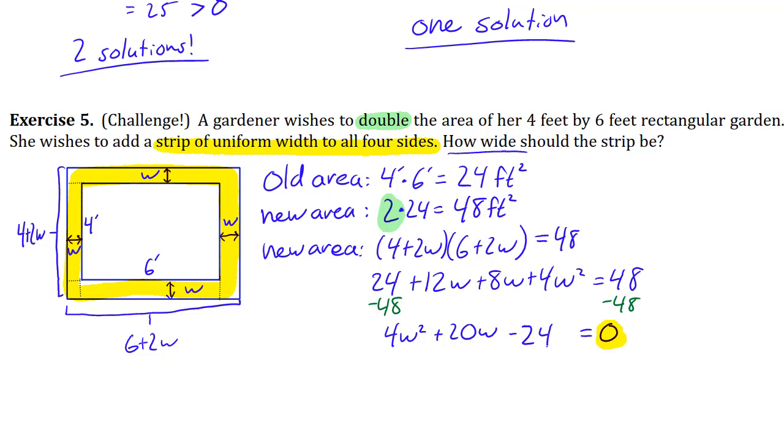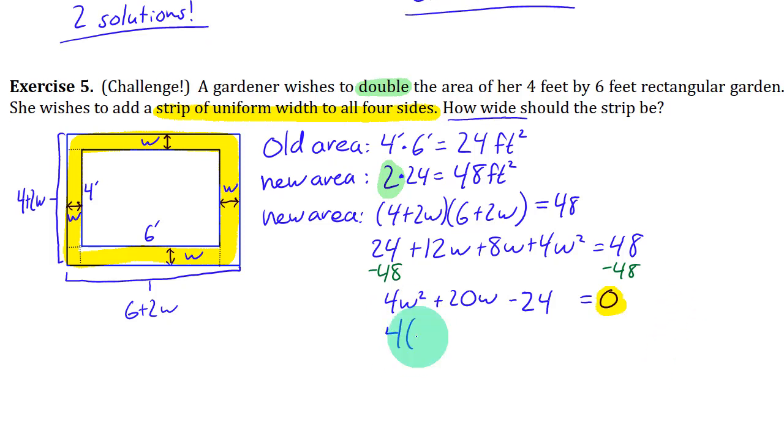And I notice everything has a factor of 4 here, so it always makes things easier if you factor out your common factors. Factoring out 4, we get 4 times W squared plus 5W minus 6. 4 times W squared is 4W squared, 4 times 5W is 20W, and 4 times negative 6 is negative 24. And this is factorable. You could use the quadratic formula with A equals 1, B equals 5, C equals negative 6. That's fine.